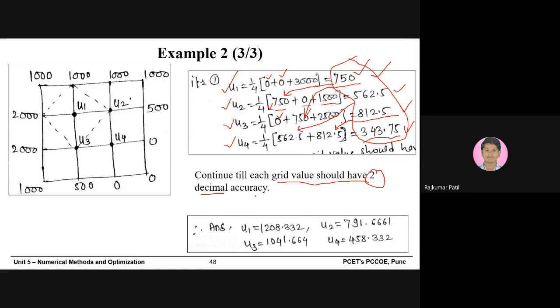So after doing iterations, we got the values for u1 = 1208.332, u2 is equal to 791.6661, u3 is equal to 1041.664, and u4 is equal to 458.33. So this is how you can reach up to the solution.